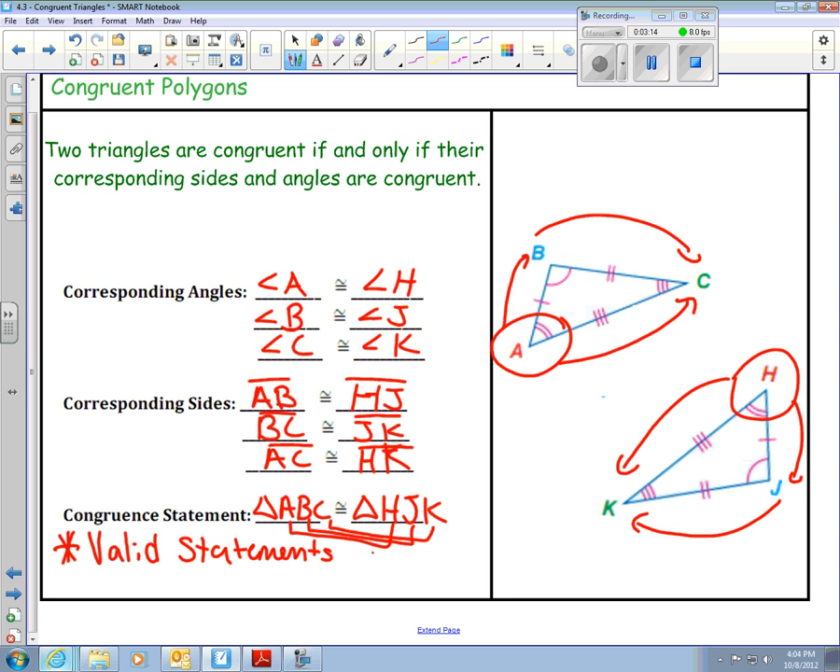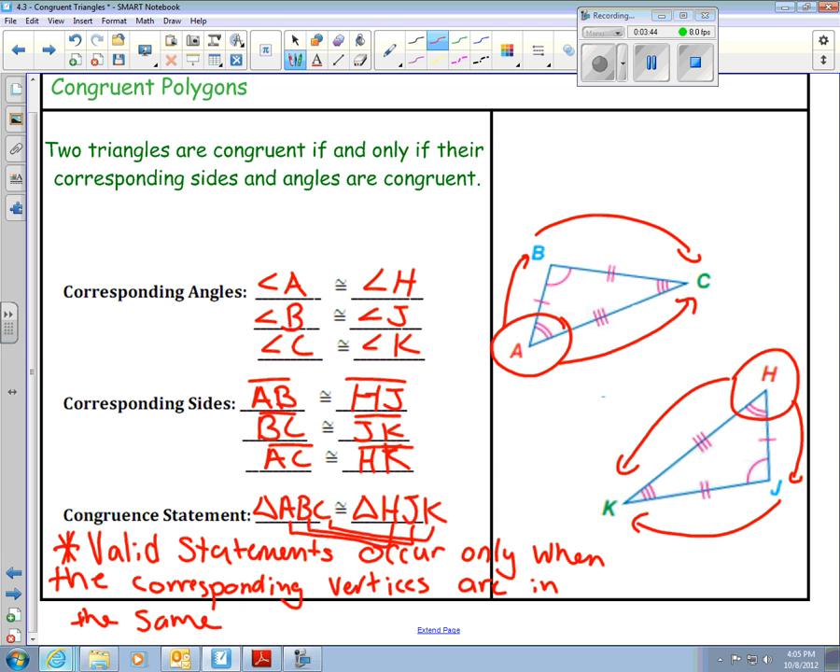occur only when the corresponding vertices, remember vertices is the plural of vertex, are in the same order. And that's like what I did before. I drew the lines to make sure that they're in the same order.